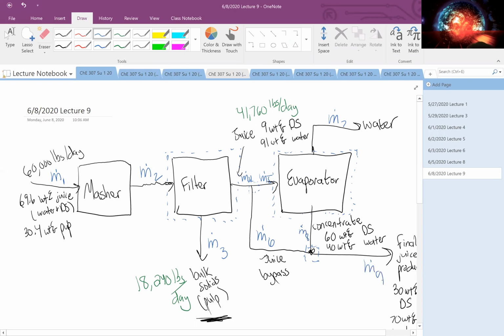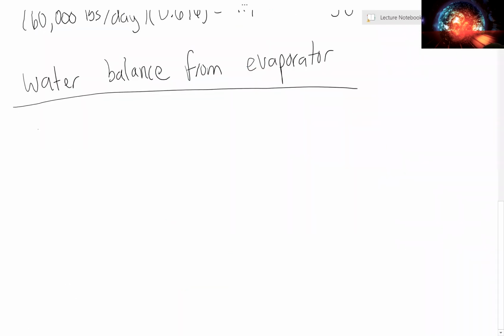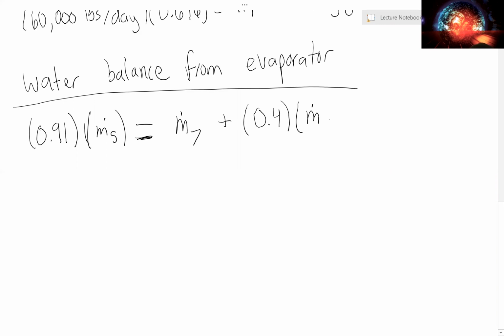So I've got 9 streams, and we're going to be looking at a balance involving streams 5, 7, and 8 for right now. So I have 0.91, because it's 91 weight percent water, times the flow rate of M5, which is my input, which equals my output, because I don't have any generation or consumption, it's steady state, there's no reactions. So this equals M7, because it's pure water, plus 0.4 times M8.